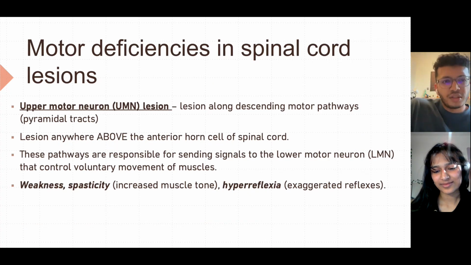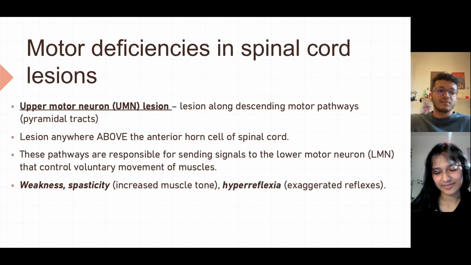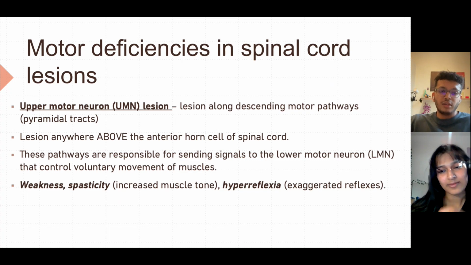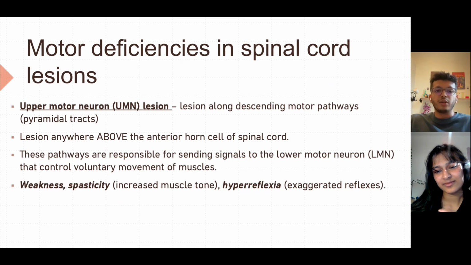Okay, so this is part of your question, motor deficiencies in spinal cord lesions. Basically, it'll be good if you just remember what an upper motor neuron is and what a lower motor neuron is. So an upper motor neuron is basically the neuron whose cell body is from the cortex, and it goes all the way till your lower motor neuron, which is in your anterior gray horn. So in an upper motor neuron lesion, it can be a lesion anywhere along this pathway, from the cortex down to just above where the cell body is in the anterior gray horn.